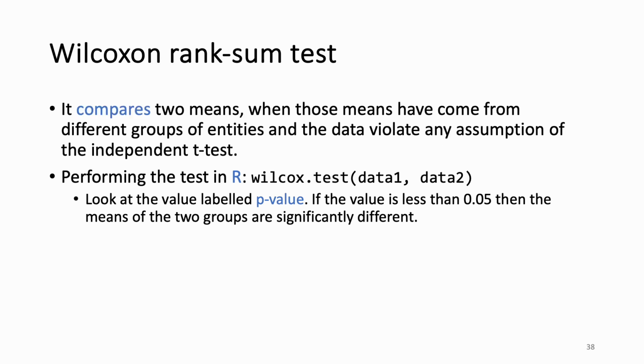In case the assumptions for conducting the independent t-test are not satisfied, so we have samples that are not normally distributed, or the variances are not equal, then instead of running the independent t-test, we run the Wilcoxon rank sum test. To conduct this test in R, we can write this pseudocode wilcox.test, and then we pass the samples as parameters. And again, we look at the p-value. If the value is less than 0.05, then we can say that the means of the two groups are significantly different.